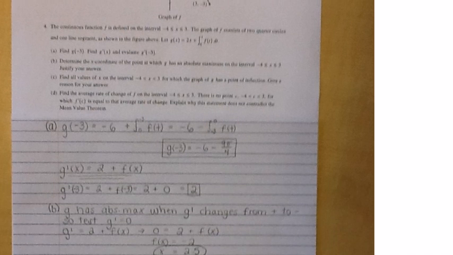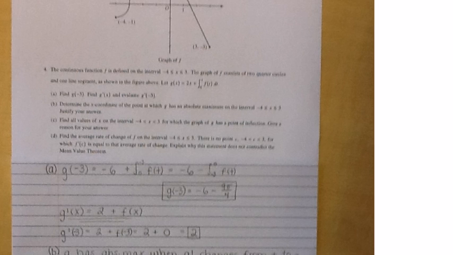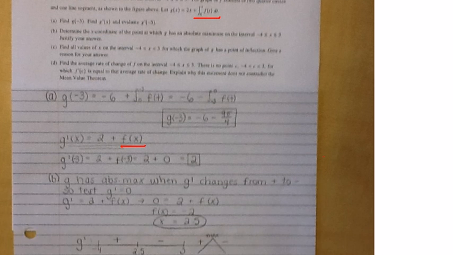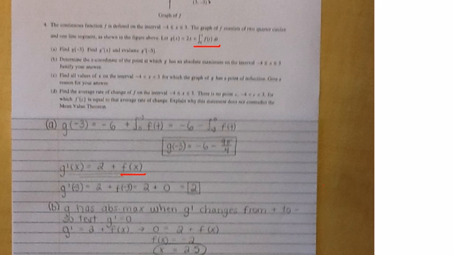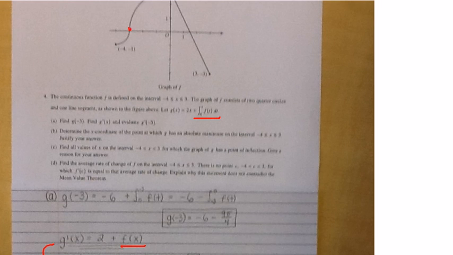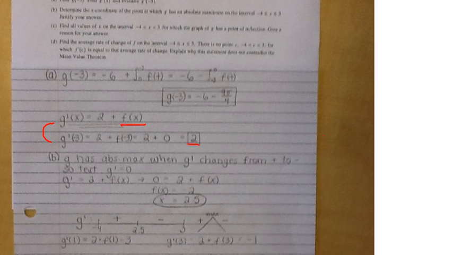Then, to find g prime, we just do the derivative of 2x, which would just be 2, and then we do the derivative of the antiderivative of f, which would just be f of x. So then, to find g prime of -3, we plug in -3 into this equation. And so we're going to have 2 plus f of -3, and if you look at our graph, f of -3 is 0. So 2 plus 0 equals 2.